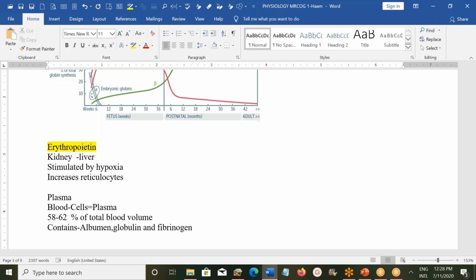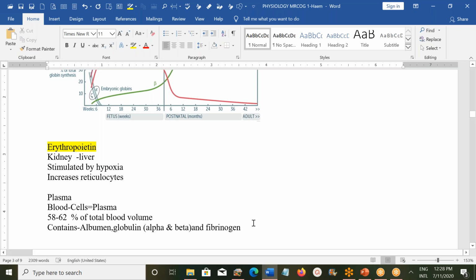Fibrinogen will be there. If we talk about the globulins, they can be alpha, beta, and gamma globulins. What are the gamma globulins? Come on, you know about that. Antibodies. The alpha and beta globulins carry things, and the gamma globulins are the antibodies, because all antibodies are present in the plasma. That is the point.